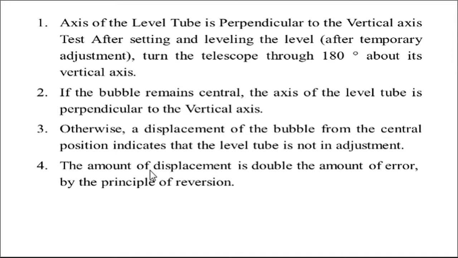Then fourth one, the amount of displacement of the bubble from its central position is noted. This displacement is double the amount of error by the principle of reversal, and then we have to go for adjustment of the level by using different processes. So this is regarding the permanent adjustment of the dumpy level, the different axes of the dumpy level, and the relationship between the different axes of the dumpy level.